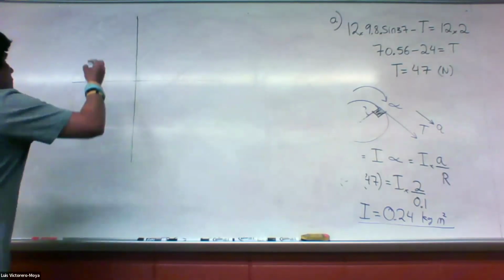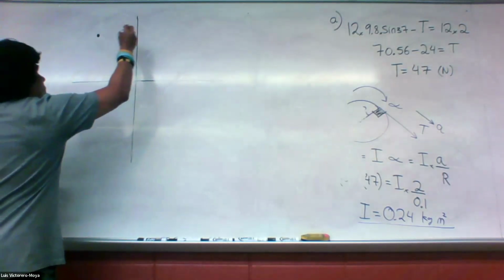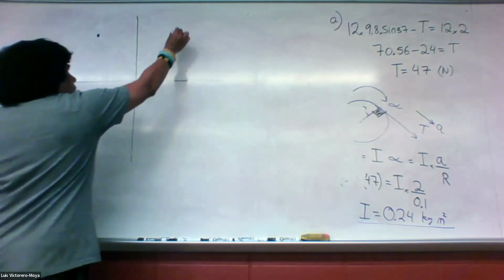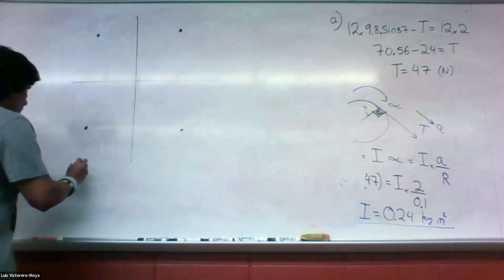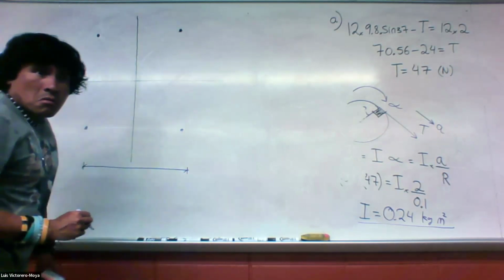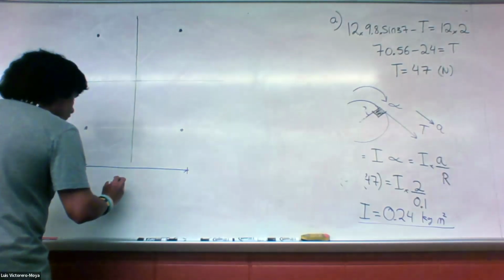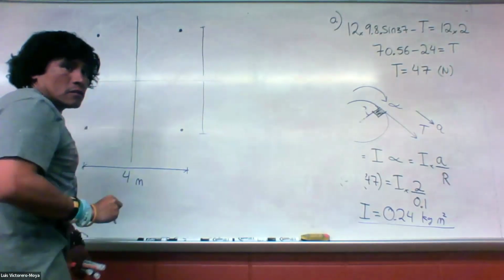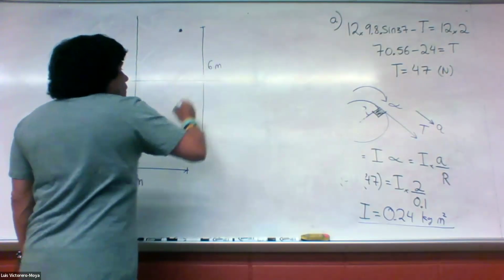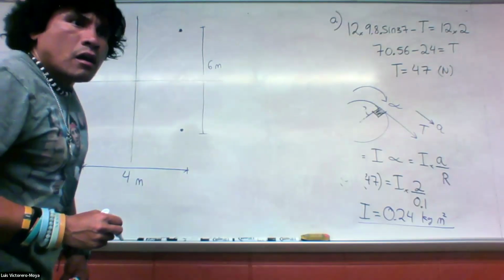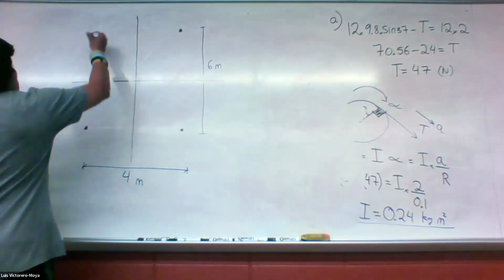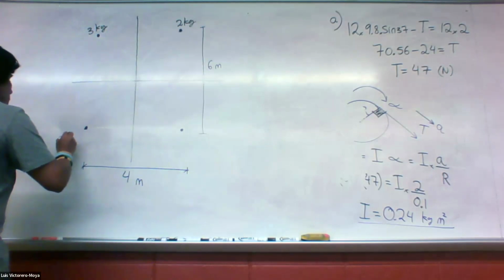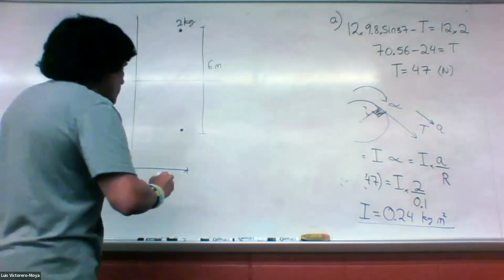And you have four masses, point masses. So one here, symmetric, so the same distance, like that. Symmetric here and here. So the distance here is 4 meters, and this one is 6 meters. And the masses are 3 kilograms, 2 kilograms, 2 kilograms, and 4 kilograms.